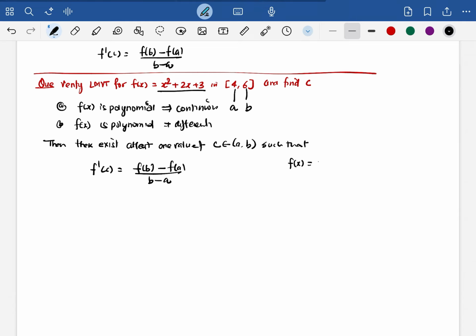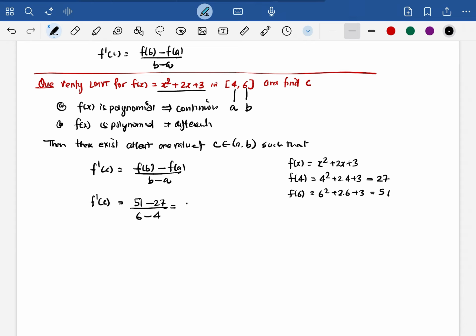So f(x) is x square plus 2x plus 3. f of 4 will be 4 square plus 2 into 4 plus 3. Can we say this is nothing but 16 plus 8, 24, plus 3, 27, and f of 6 is 6 square plus 2 into 6 plus 3. Can we say this is nothing but 51? So f of b is 51, f of a is 27, and b minus a is 6 minus 4. Can we say this is nothing but 12?